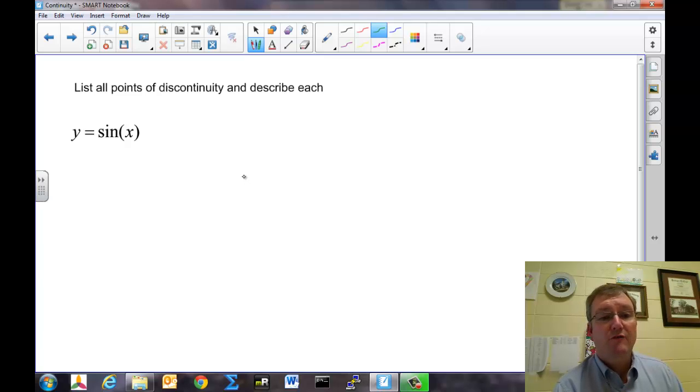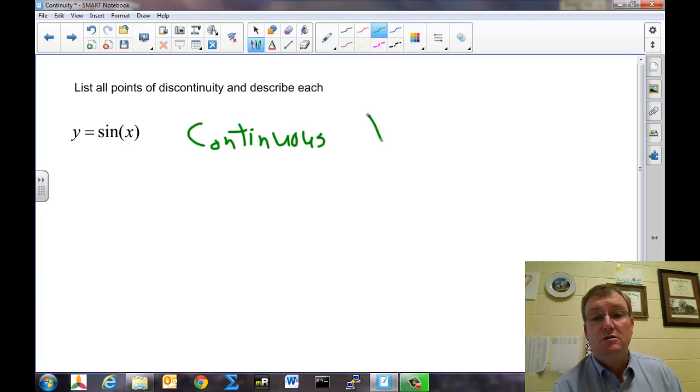Well, we don't have a fraction there. We don't have a square root there. We don't have a natural log. So this is continuous, again, for all reals. And think about it this way.